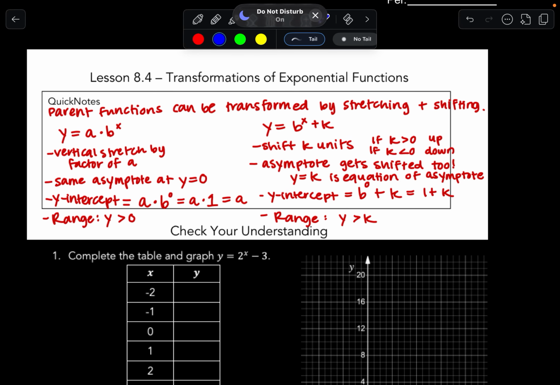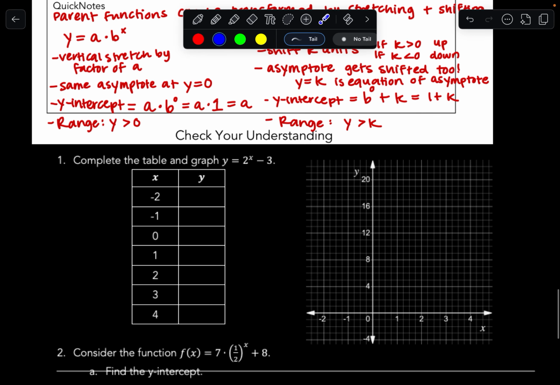Hello class, this is Mr. Eggleston. This is the CYU, check your understanding, for lesson 8.4, transformations of exponential functions.